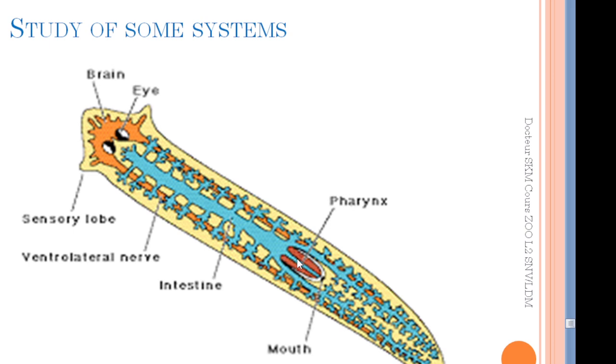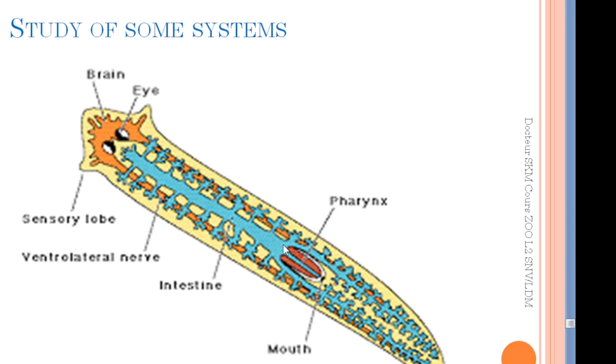After the mouth, there is a pharynx, okay? And after the pharynx, there is a large ramification in all the body, okay? Represented by the intestine, and the intestine is ramified in all the body, okay? In order to feed all the cells of the body. So the cells of the body will be in direct contact with the elements because the planaria don't have a circulatory system.